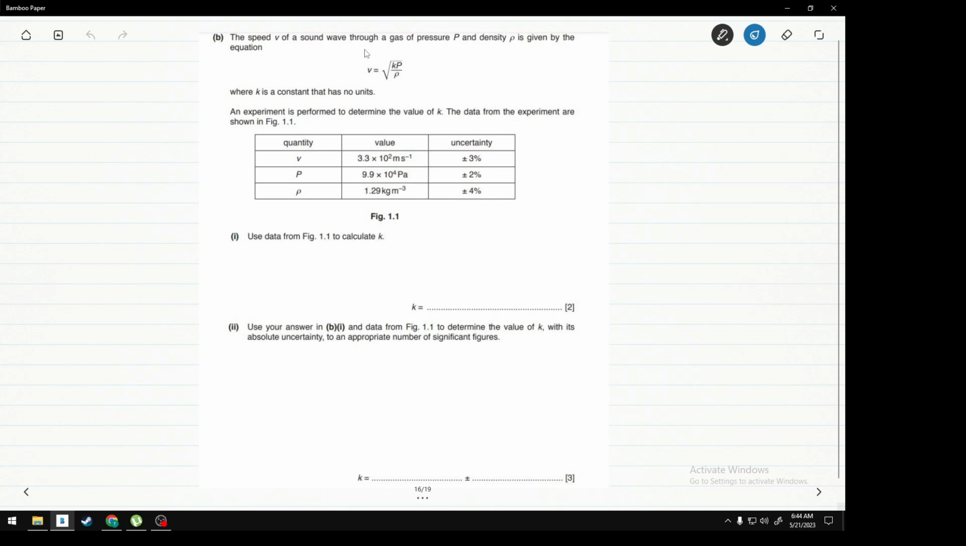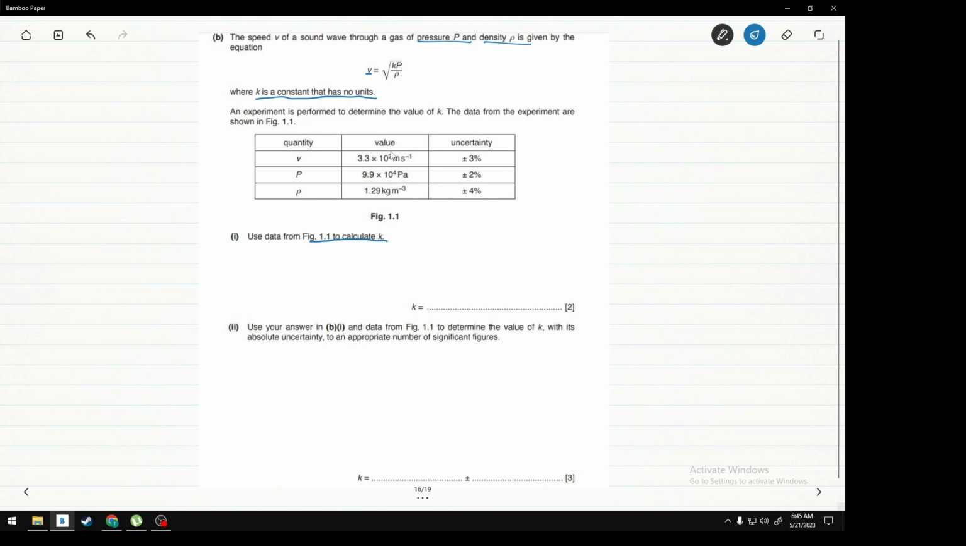Now, the speed of sound through a gas of pressure P and density rho is given by this equation. So this is velocity and pressure and density. Where K is a constant that has no units. So they have told you that K has no units. And we have done an equation like this in our practice and the constant did not have any units. So this adds up. An experiment is performed to determine the value of K. The data from the experiment is shown. Use the data from figure 1.1 to calculate K.